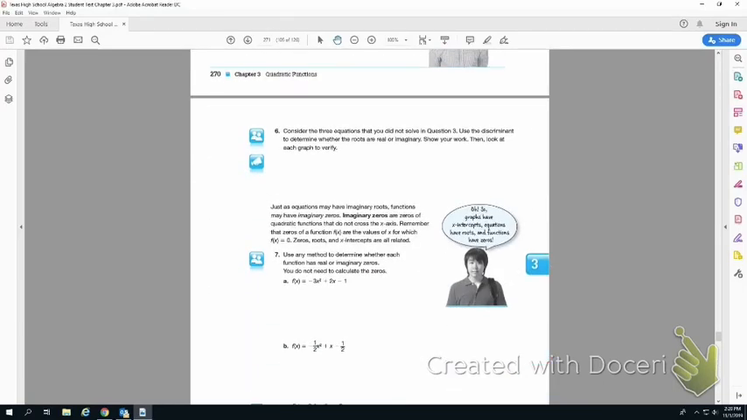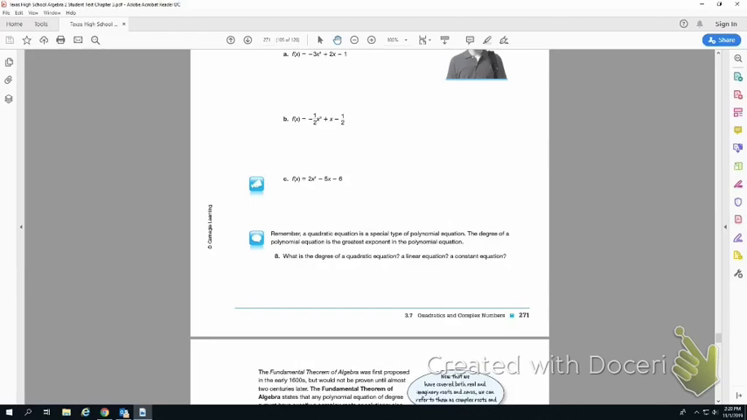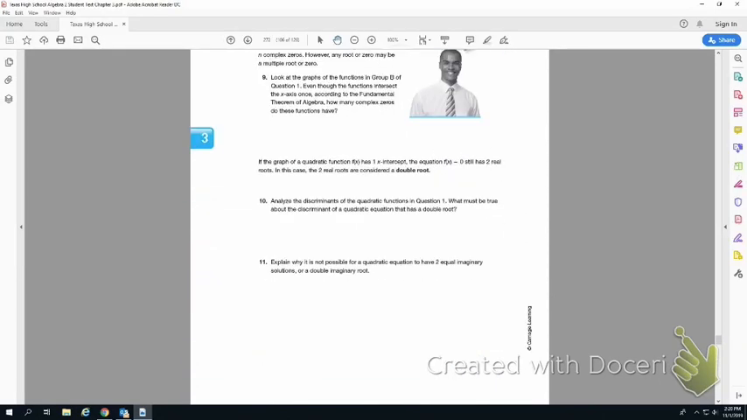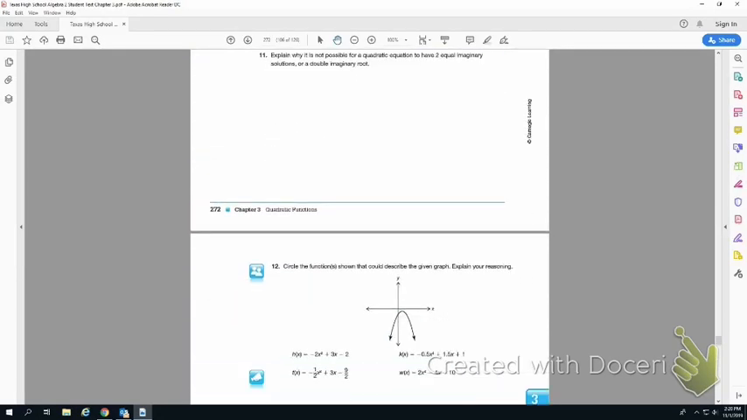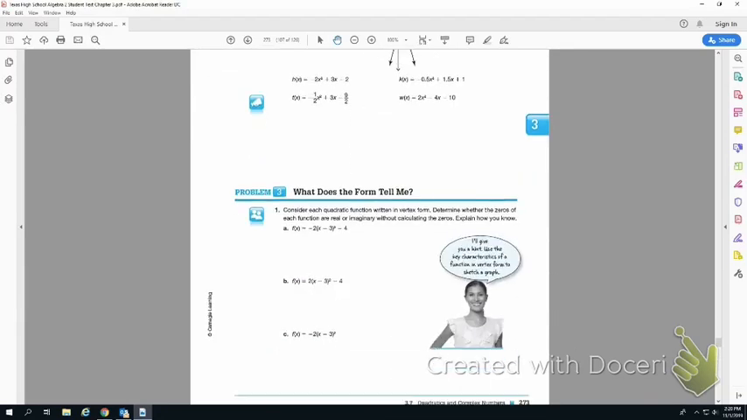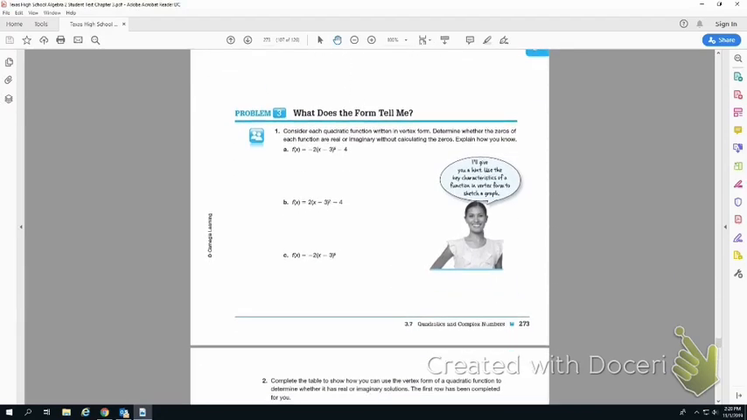In fact, I believe, yes, skip the next page. Go to 273 at the very bottom. Right here.